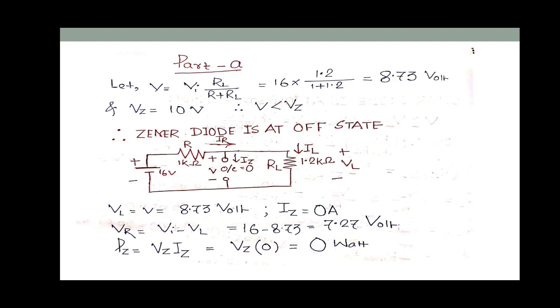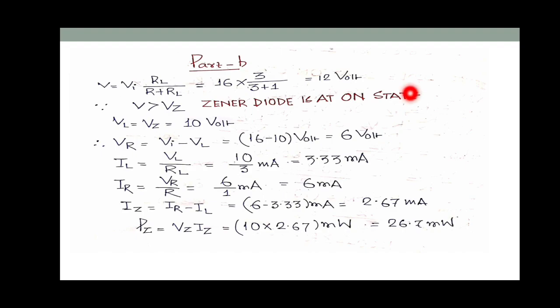Now for part B, we will replace RL and the new value of RL will be 3 kilo ohm. Now again the same procedure will be followed. V equals V input into RL by R plus RL, and this is now equal to 12 volt. Since V is greater than Vz, the Zener diode is in the on state. 12 volt is greater than 10 volt, that is Vz, so the diode is in the on state.